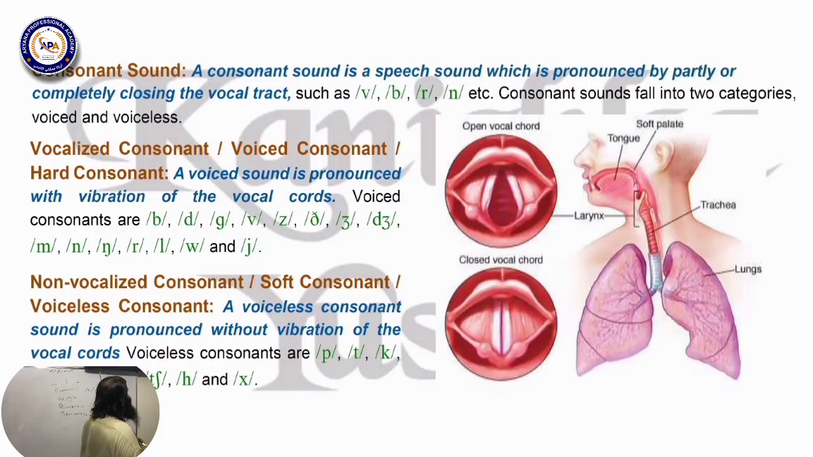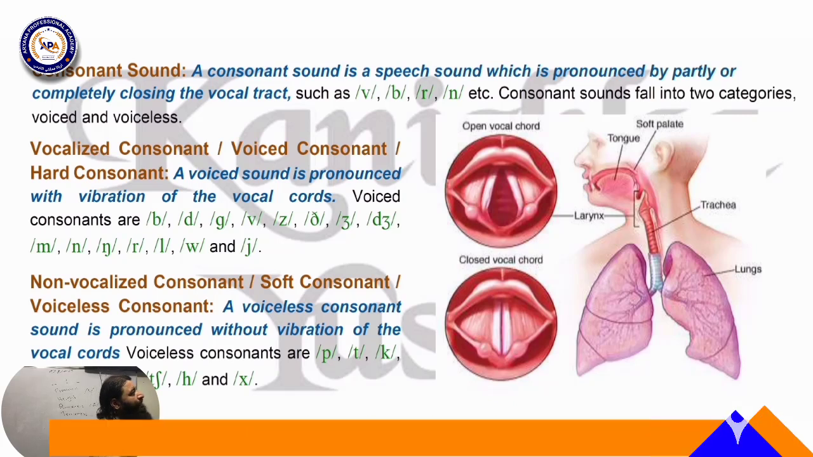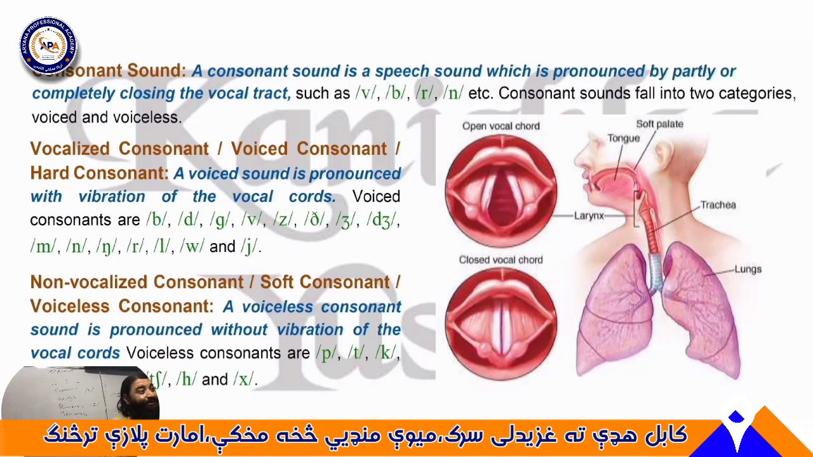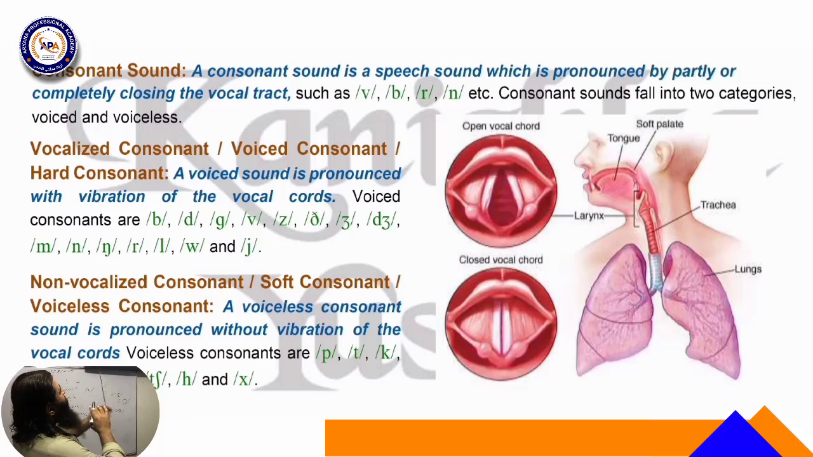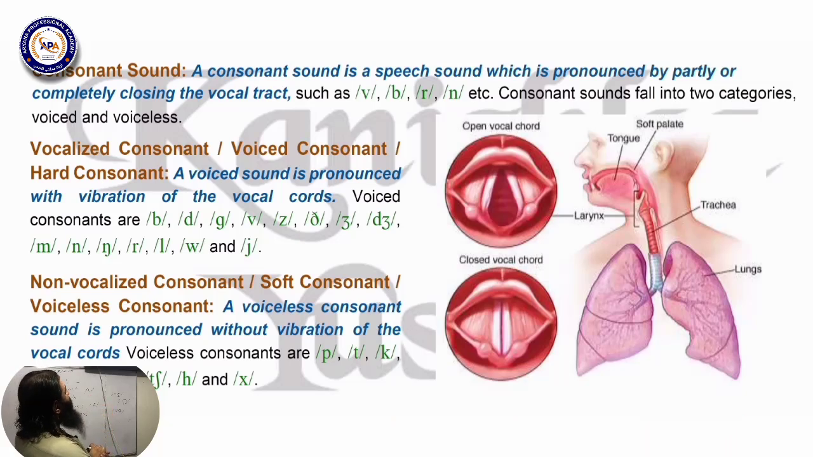Such as v. Now here the air is partially blocked, but b, completely blocked. N, air is blocked in the mouth but comes from the nose because that's a nasal sound, etc. Okay, now we come to types of consonant.